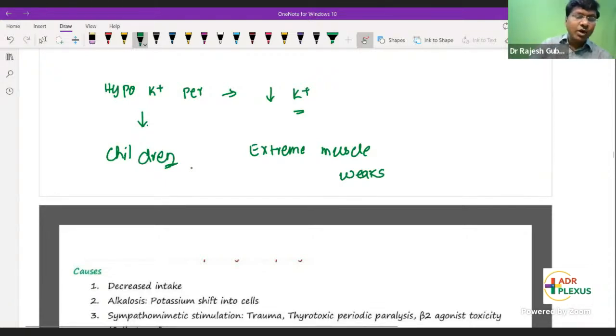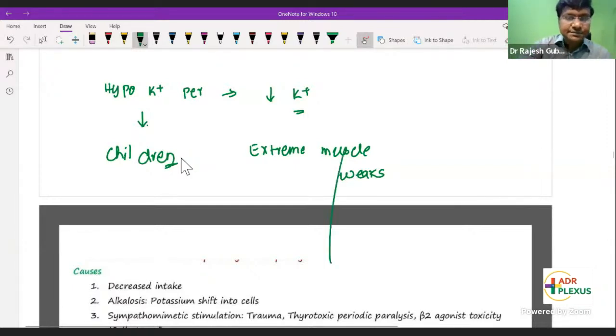Now, can anyone tell me what is this particular channel defect in case of the hypokalemic periodic paralysis? Even though we are using the word hypokalemic periodic paralysis, the channel defect which is present here is the sodium channel defect in patients with hypokalemic periodic paralysis, right?